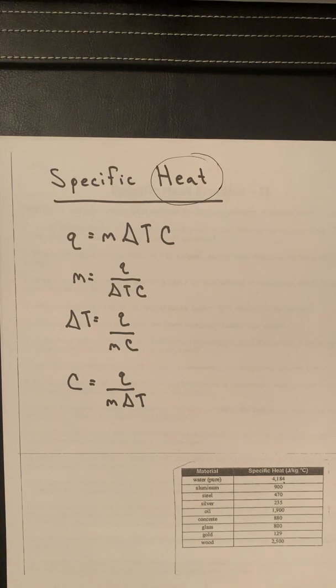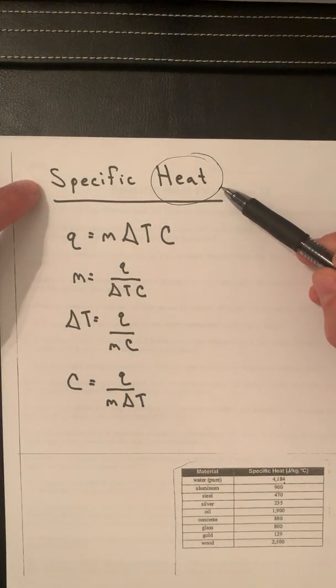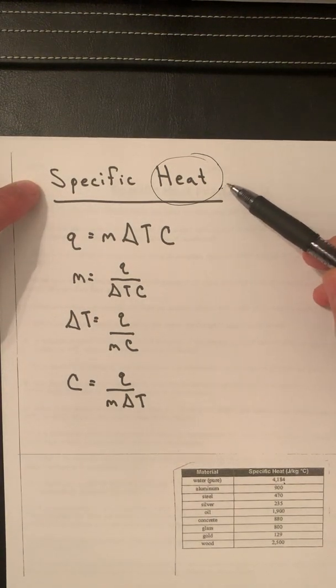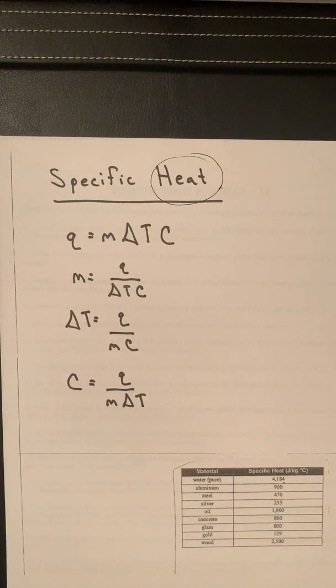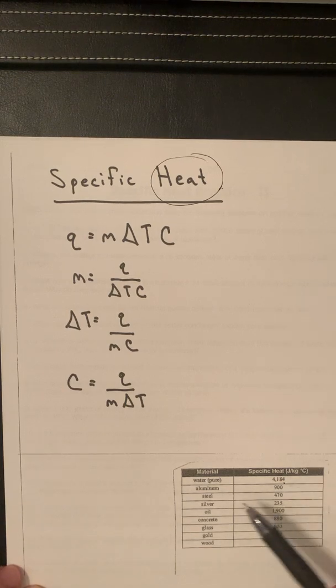When we take a look at specific heat, the confusing part for some kids is if we say something has a very high specific heat, they just assume, okay, if the specific heat's high, then that must get high temps. And it doesn't actually work out like that. Again, specific heat is how much energy it takes to raise a kilogram of something a degree Celsius.